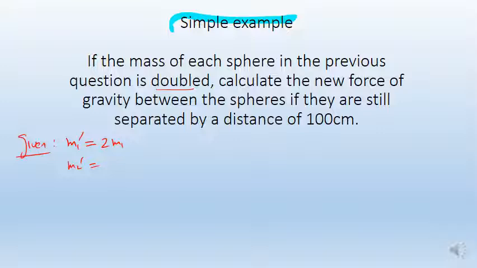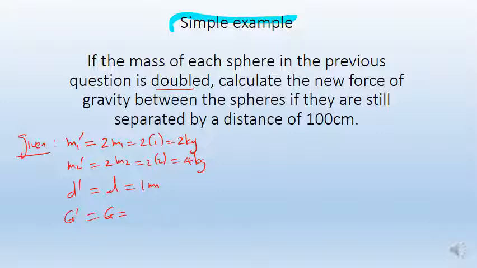M2 prime is twice the old mass M2. The old M1 was 1 kg, so this now becomes 2 kgs. And M2 was 2 kgs, so the new mass is now 4 kgs. The distance d prime, the new distance, is same as the old distance, and we remember that was 100 centimeters, which is 1 meter. Make sure you write neatly. The gravitational constant G prime is constant throughout the universe at each point, at least for now. And the value would be 6.67 times 10 to the minus 11.